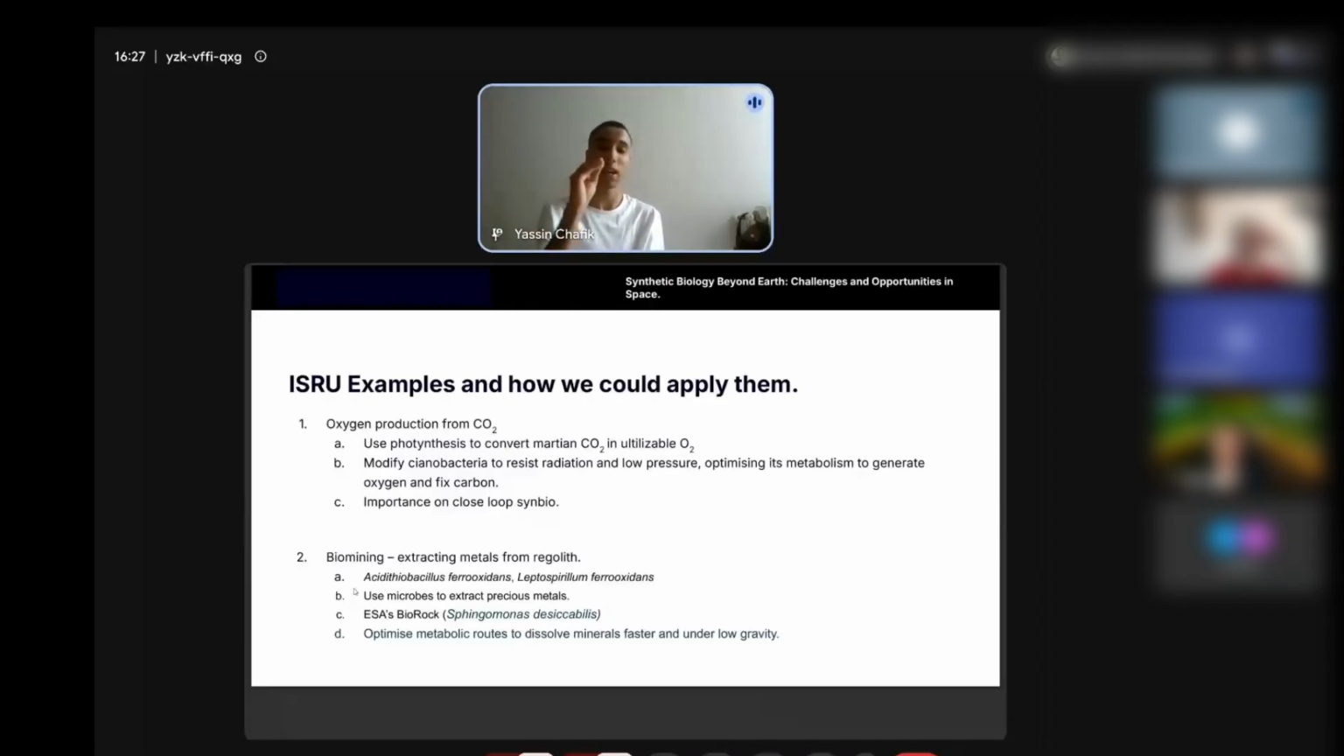So for example, there is a strain that is more focused, let's say, on cobalt, and this strain is going to dissolve all of the cobalt, and afterwards, by deposition, you can extract that cobalt very easily.